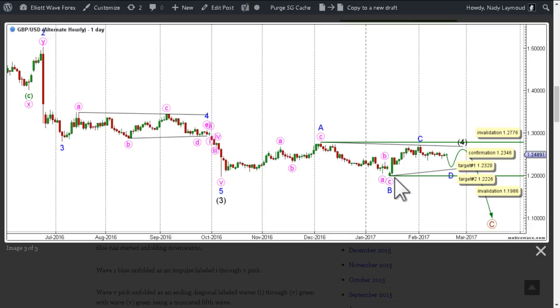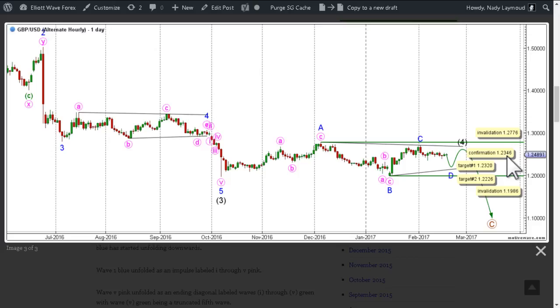Since wave 4 black is unfolding as a running contracting triangle, this count would be invalidated by movement below 1.1986, as wave D blue may not exceed the end of wave B blue, and as well this count would be invalidated by movement above 1.2776, as wave C blue may not exceed the end of wave A blue. It should be noted that the invalidation would be moved to the end of wave C blue once we have confirmation that wave D blue is unfolding downwards.